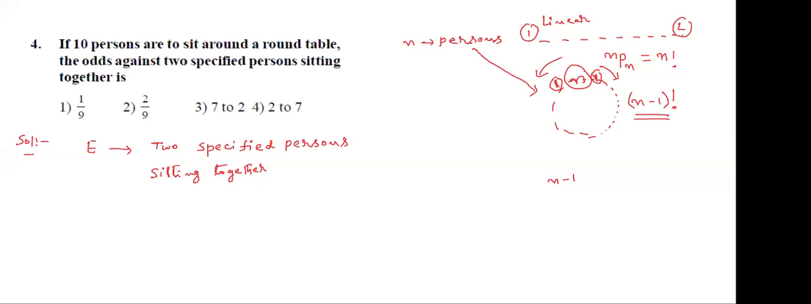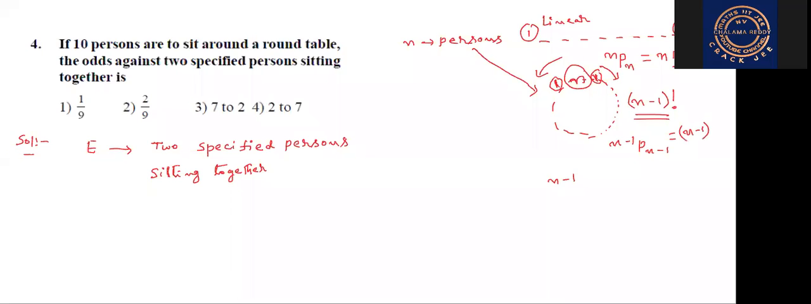That is, you have to think linear permutation. N persons can be arranged in n places means, in linear permutation, what is the formula? N factorial or not? Here also the same: n minus 1 P n minus 1, that is equal to n minus 1 factorial. Finally, if n persons can be arranged in a row, the formula is n factorial. N persons can be arranged in a circle, n minus 1 factorial. These are the formulas. Remember them.